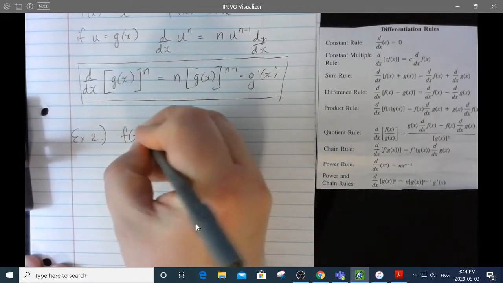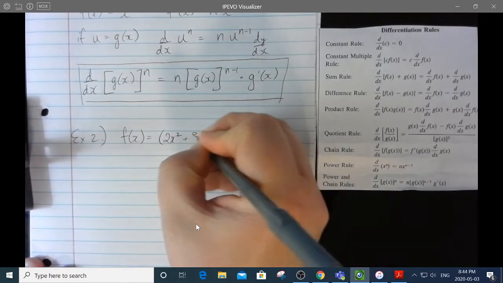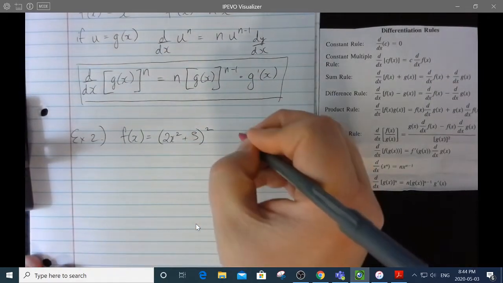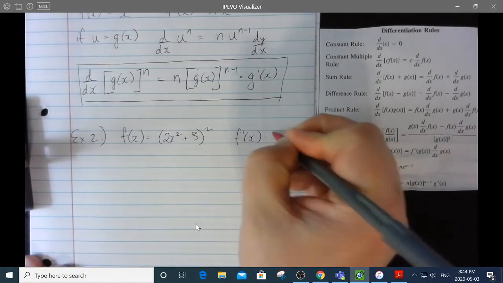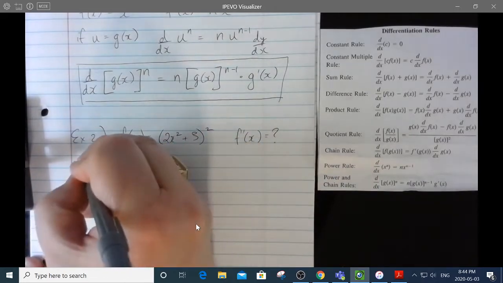So let's go back and do this as example 2, and we'll go back to f of x is 2x squared plus 3 all squared, and I would like to find f primed of x. Okay, well, the first thing I can do is I can call the thing inside here g of x.